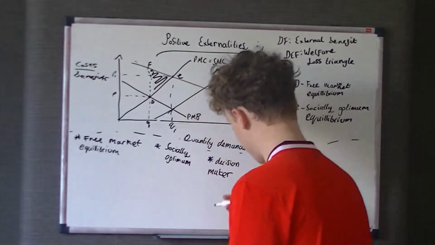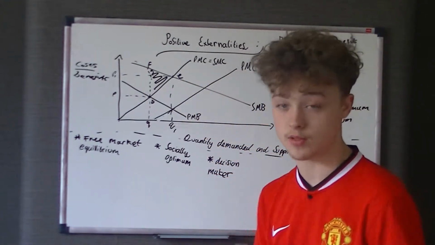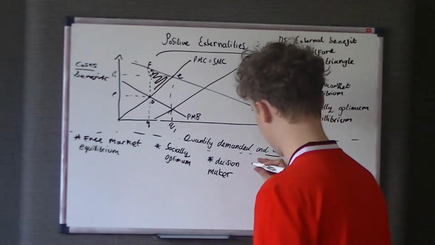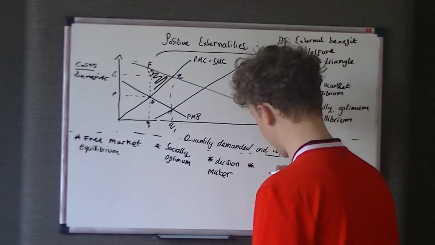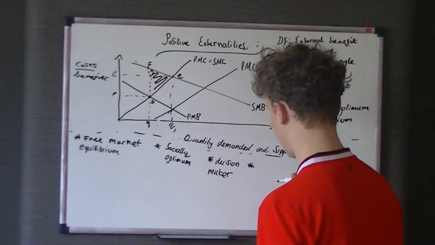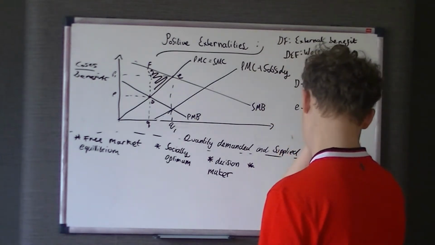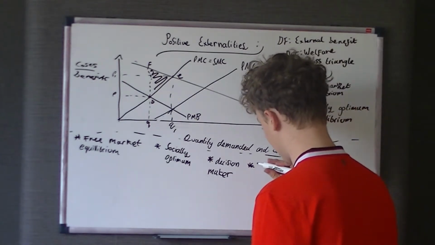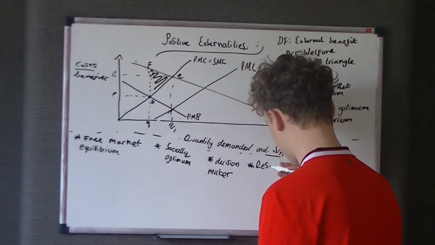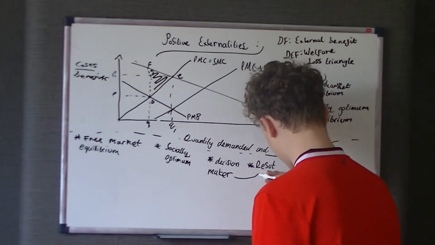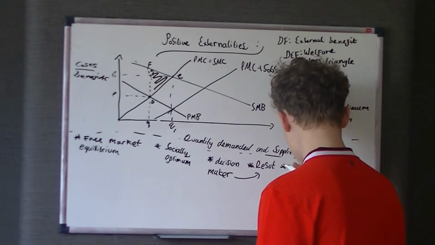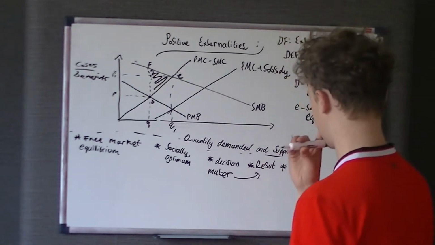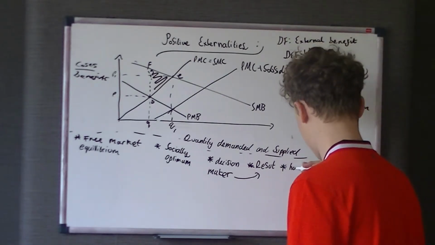I'll go through all of these in a minute. As we did for the negative, it's going to be the same, except we just change a few things, and I'll explain why as we go through. And then after decision maker, you say the result of that. And then your final paragraph is how this could be fixed.